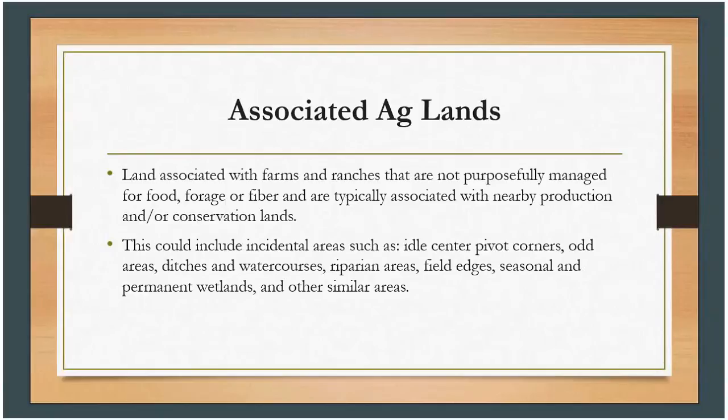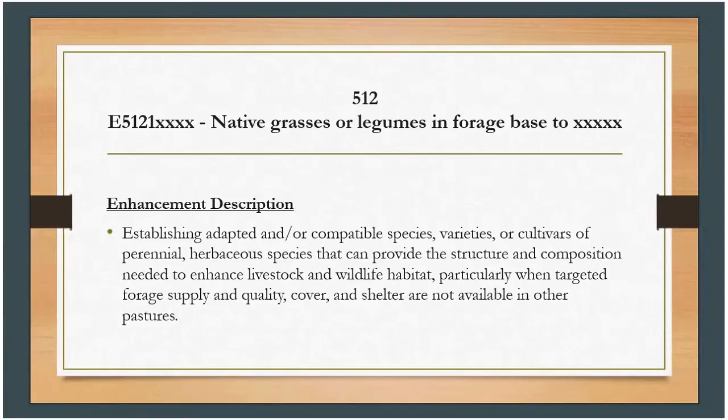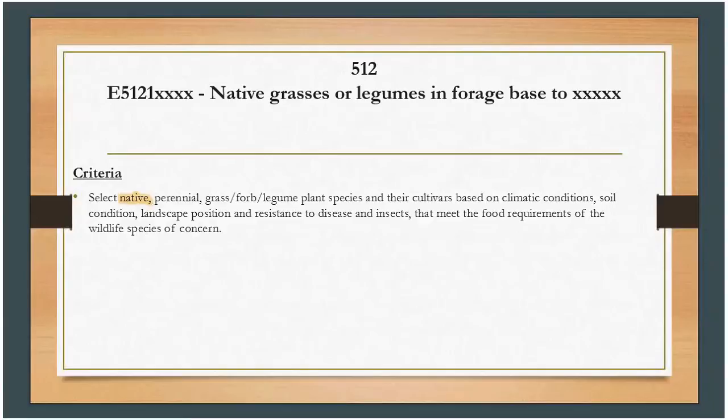So when you see the enhancements that are tied to this associated ag lands, that's what you should be thinking about. And a lot of these 512 enhancements do. Okay, so for this set of incorporating native grasses or legumes in the forage base, the enhancement description is to establish adapted and or compatible species, varieties, or cultivars of perennial herbaceous species that can provide the structure and composition needed to enhance livestock and wildlife habitat, etc., etc.